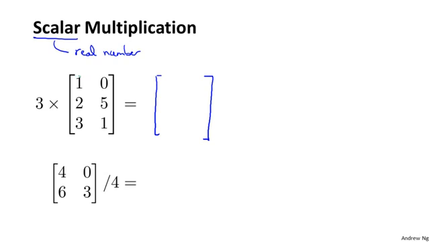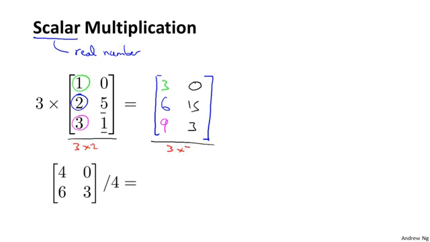So 1 times 3 is 3. 2 times 3 is 6. 3 times 3 is 9. And let's see, I'm going to stop changing colors again. 0 times 3 is 0. 3 times 5 is 15. And 3 times 1 is 3. And so this matrix is the result of multiplying that matrix on the left by 3. And you notice again, this is a 3 by 2 matrix, and the result is a matrix of the same dimension. Both of these are 3 by 2 dimensional matrices.